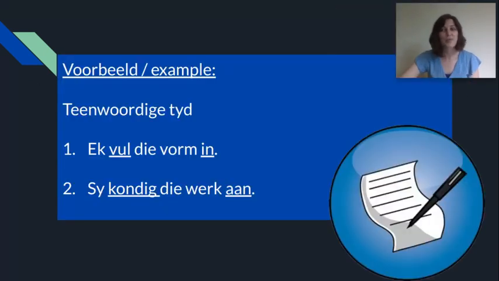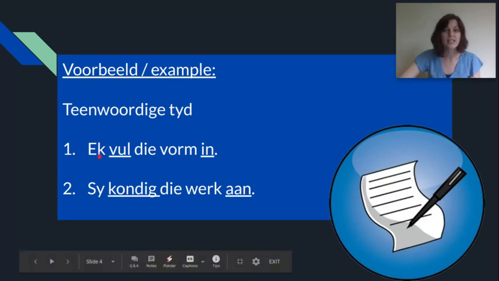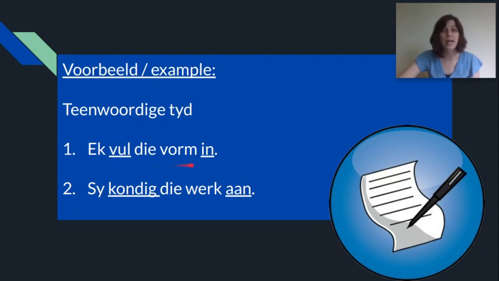So, for the present tense sentences, you will see that our verbs are still in the second position after your subject, and your preposition is after your object. So ek vul die vorm in, sy kondig die werk aan. Before you start worrying about how you are going to know which preposition you use with which verb, I will be giving you a list of all of them before the end of the slideshow.